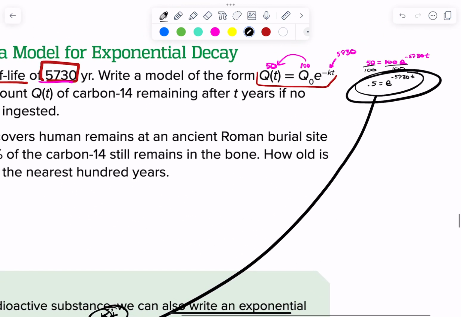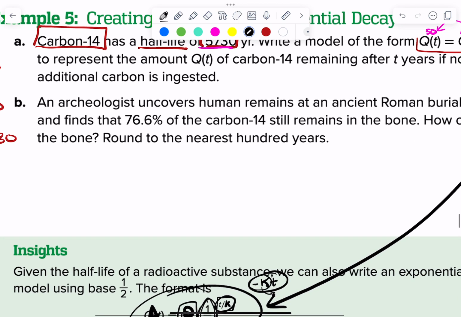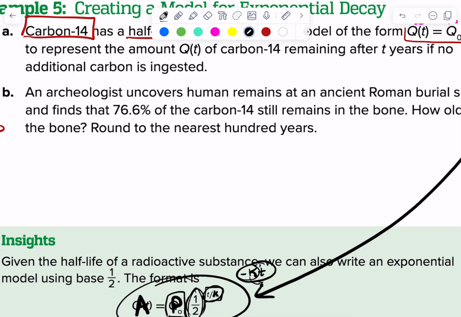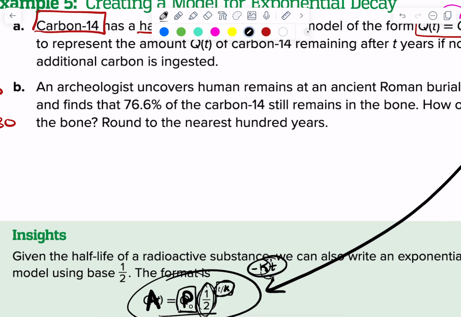They want us to find, on part B, an archaeologist uncovers human remains at an ancient Roman burial site and finds that 76.6% of the carbon-14 still remains in the bone. How old is the bone? Okay, now real quick, let's guesstimate. 76.6%. It has not yet split in half, true? Correct. So it takes 5,730 years in order for it to split in half, yeah? So I'm going to guess that it is less than 5,730 years, right? Probably maybe 3,000 years or 2,000 years or something like that, because I still have 76% remaining, yeah?